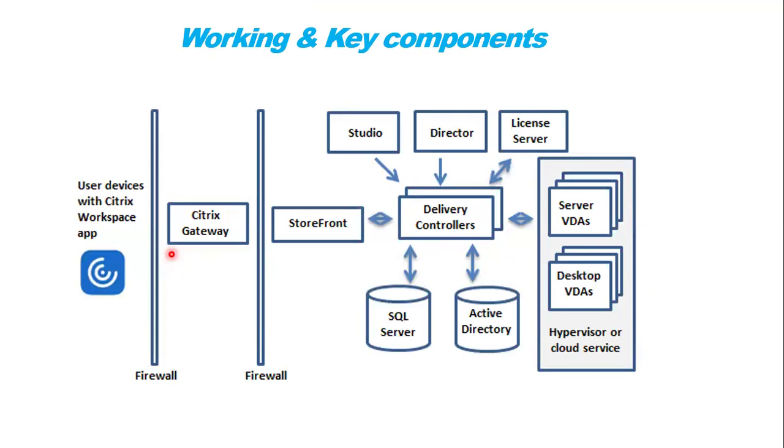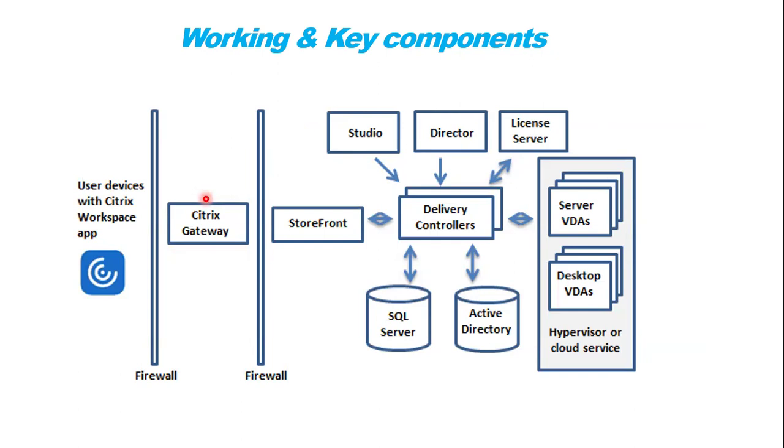Now this is very important, the working and key components. Are you able to explain what you understand from that network diagram? I'll try. So basically, we have this hypervisor here, and from here we have the delivery controller interconnected to all these elements, be it Active Directory, StoreFront, Director, License Server, SQL Server, and Studio. Where we see the two-way arrows, the communication goes both ways.